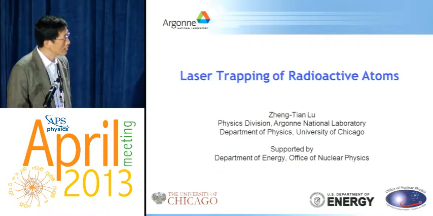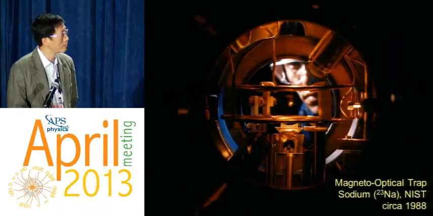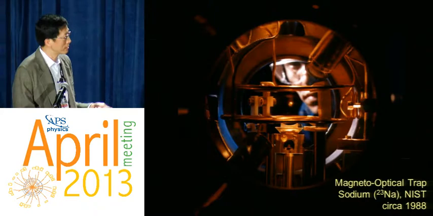Laser trapping happened in the late 80s. I think the first trapping paper came out in 87. It was done at the Bell Laboratory by Steve Chu and Dave Pritchard collaboration. And then a few groups started reproducing these results. This is a picture I love very much. It was taken in Bill Phillips' laboratory at NIST.